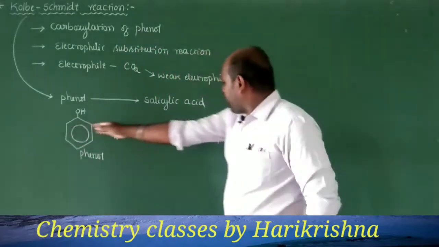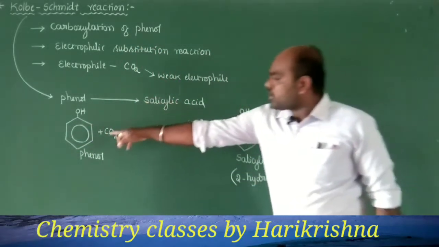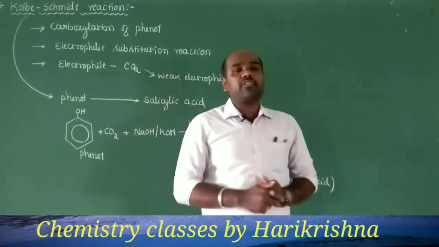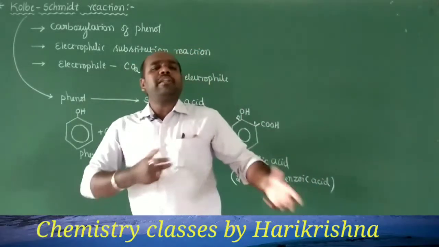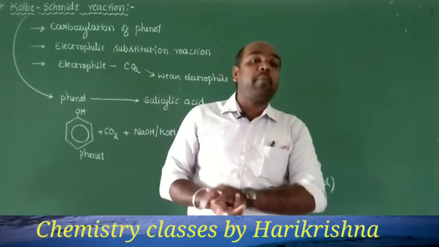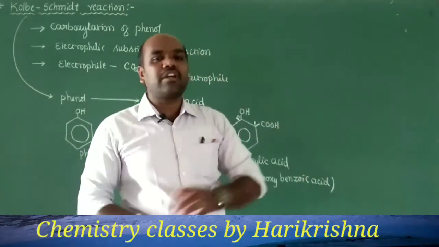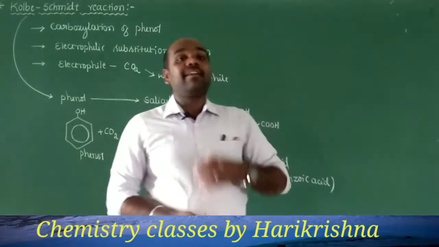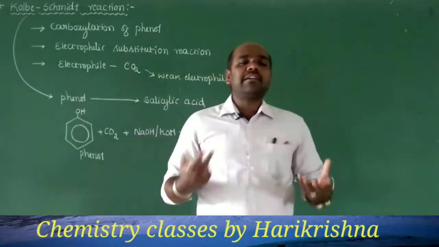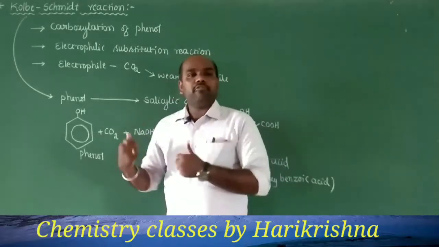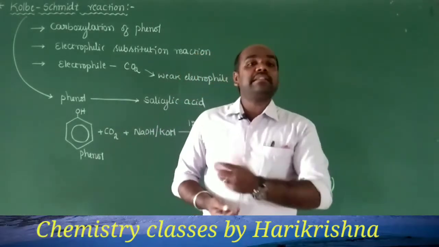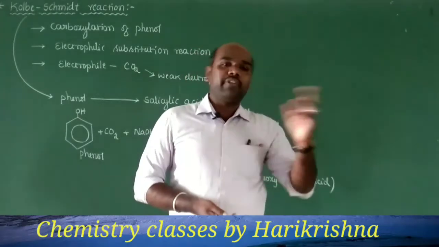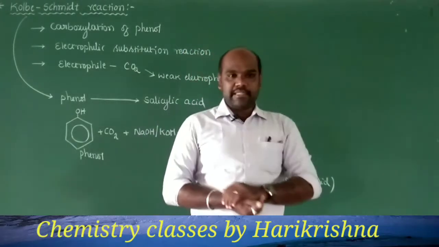So this is the simple way of giving the equation for the conversion of phenol into salicylic acid. With respect to the Kolbe-Schmidt reaction, we are supposed to know the exact mechanistic pathway through which phenol is going to convert into salicylic acid, and how the electrophilic attack will occur on the benzene ring. These things are supposed to be known. So now we shall proceed to the mechanism of the Kolbe-Schmidt reaction for the conversion of phenol into salicylic acid.